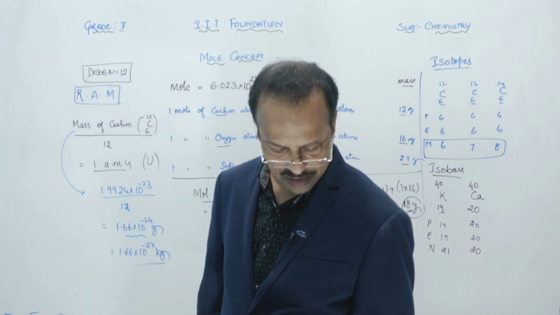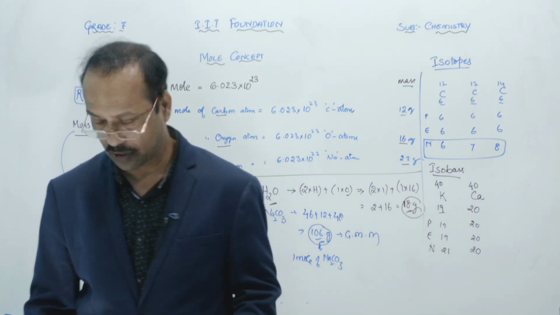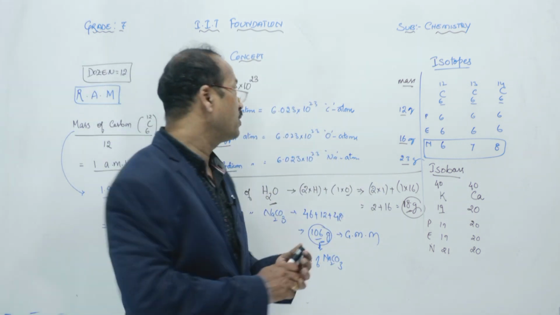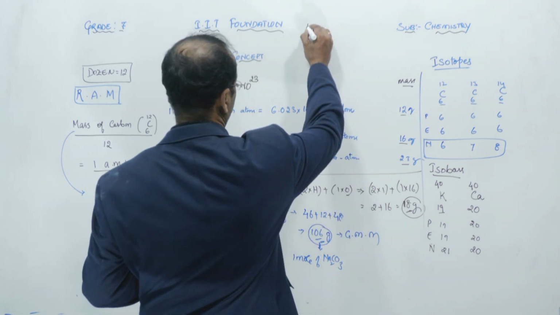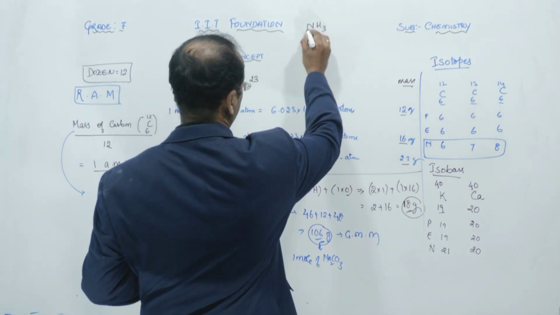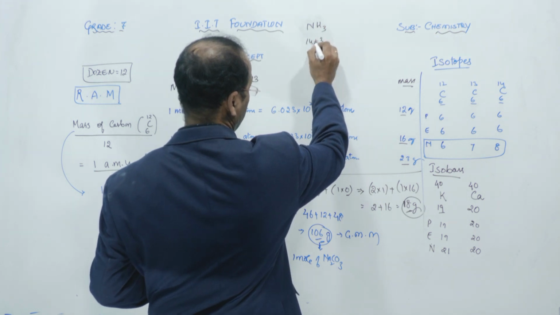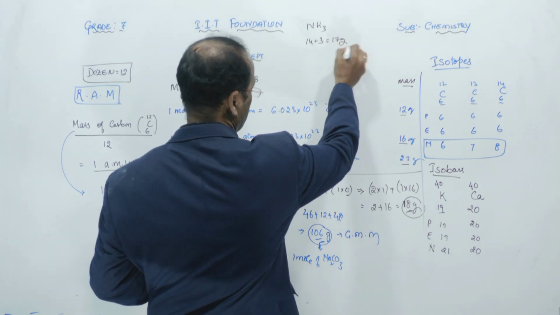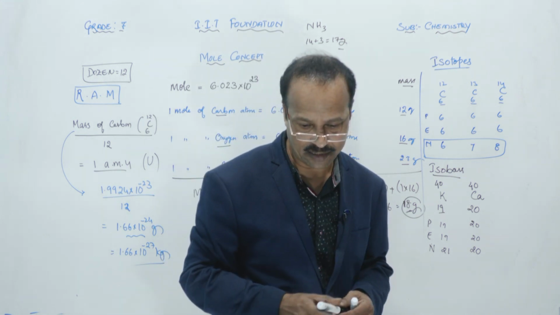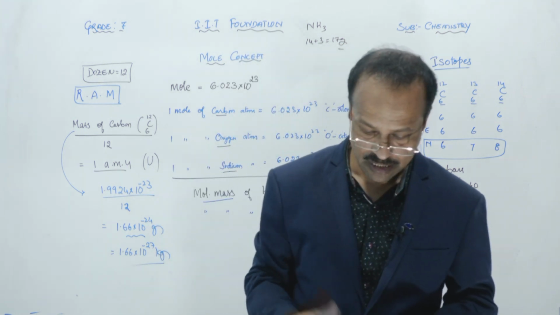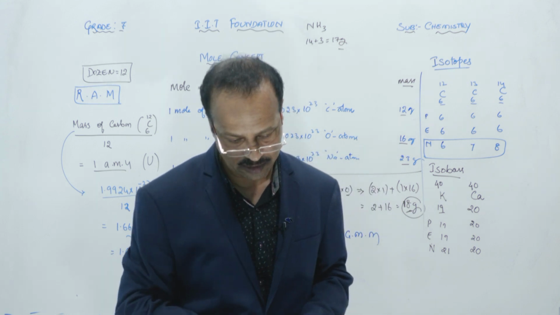Now the next one, the eighth one. Gram molecular mass of ammonia. Ammonia formula is NH3, you know that. Nitrogen atomic mass is 14 plus 3 hydrogens, each hydrogen mass is 1, so 14 plus 3 is equal to 17. 17 AMU, that's 17 grams. So the third option is the right answer.